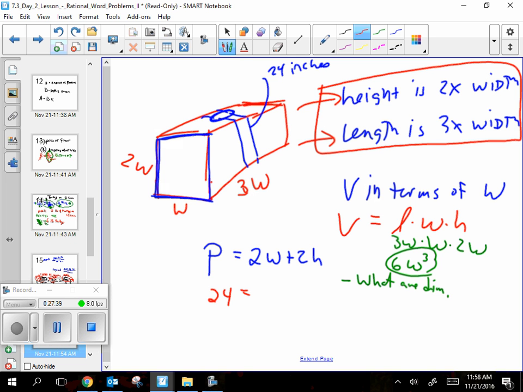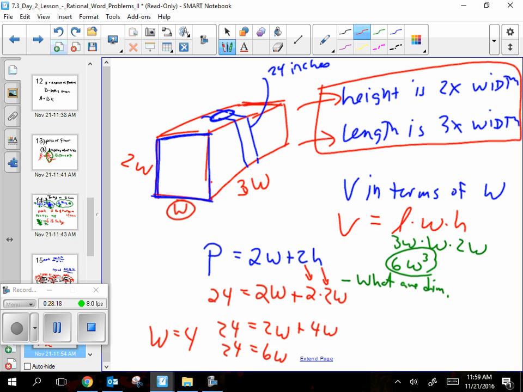2 widths is 2, and width is actually W, so that one's easy. But the heights aren't heights anymore. They're 2 times what? I'm getting there. 2 times 2W. What I'm saying? 2 is still here, and the height is 2W. That makes it 24 equals 2W plus 4W. And that means 24 equals 6W. So what's W got to equal?